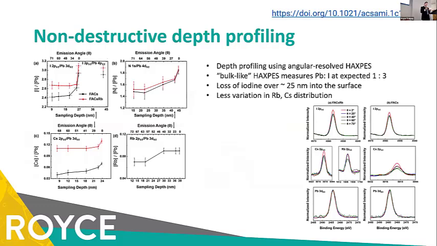We can then do angle resolved XPS with the HAXPES to probe the stoichiometry. These materials are notorious for loss of iodine at the surface. We can establish the true stoichiometry of the material at the greatest sampling depth with HAXPES, and we can track towards the surface and see that the loss of iodine here is over about 30 nanometers. But interestingly, here you can see that the depth profile of the cesium and rubidium is much less dramatic than that.